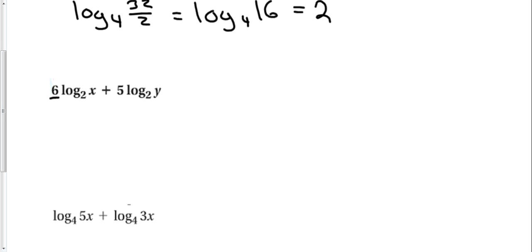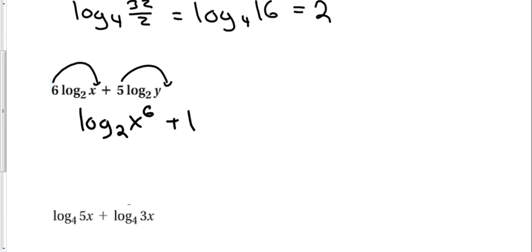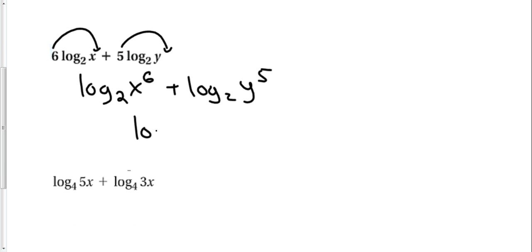First thing I notice is the two numbers out front. Let's combine them using the power property. So they both become exponents inside of the logarithm. So this turns into log base 2 of x to the 6th plus log base 2 of y to the 5th. The plus tells me that I'm going to multiply these two together. So it becomes log base 2 of x to the 6th, y to the 5th.